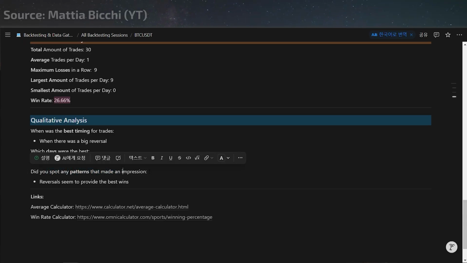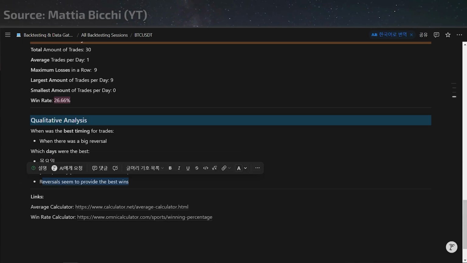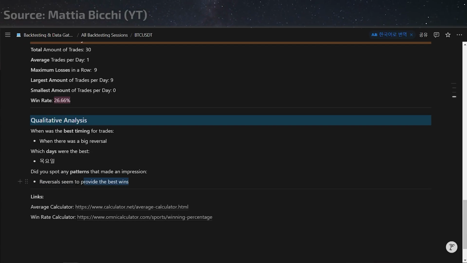And for the patterns that made an impression, it is that reversal seems to provide the best wins, in this case for BTC, right? And here there are links to an average calculator and a win rate calculator as well.